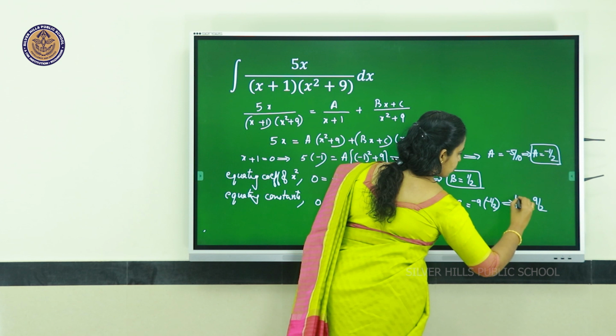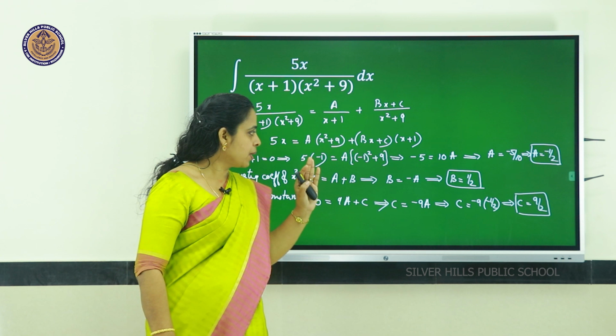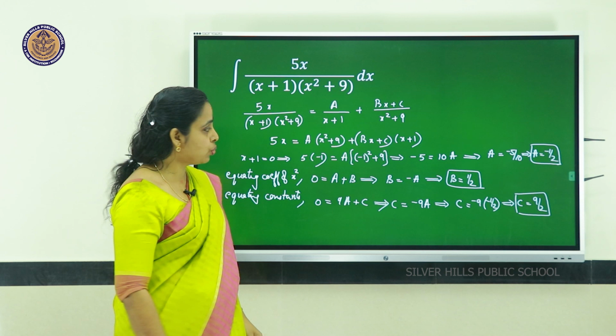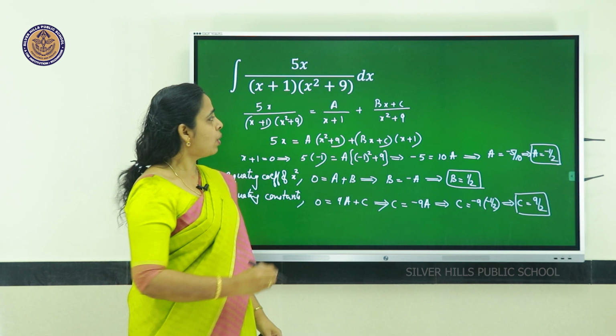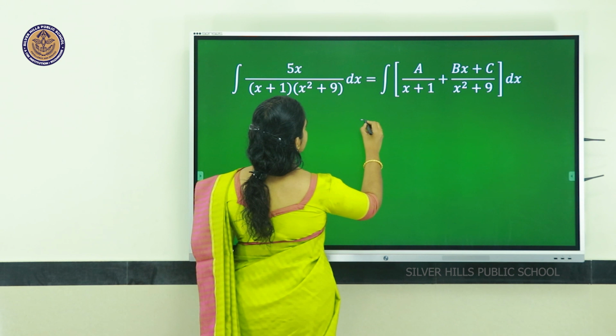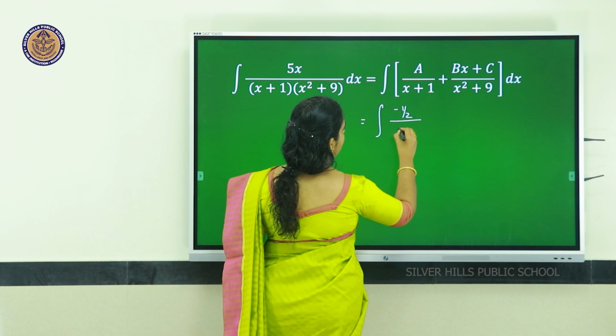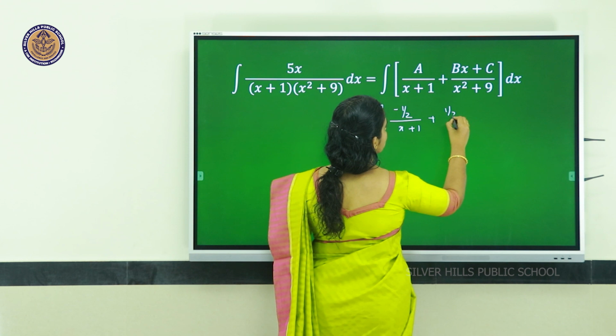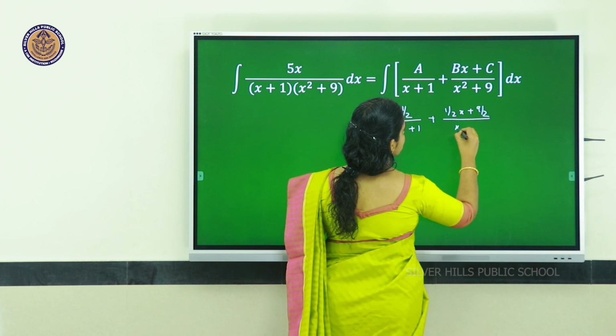Now we got the values of a, b and c. Value of a is minus 1 by 2, b is 1 by 2 and c equal to 9 by 2. Now, let us substitute in the integrand in the place of a, b and c. Integral minus 1 by 2 divided by x plus 1 plus 1 by 2 x plus 9 by 2 divided by x square plus 9 dx.